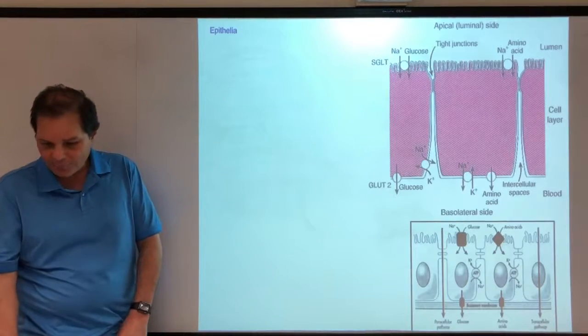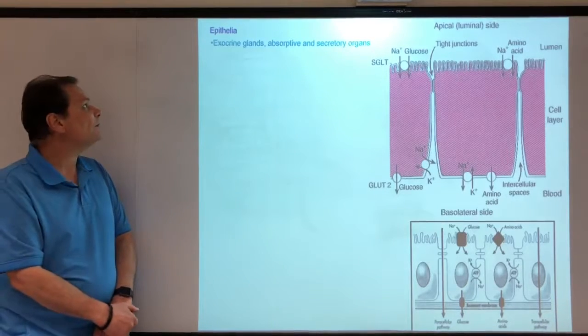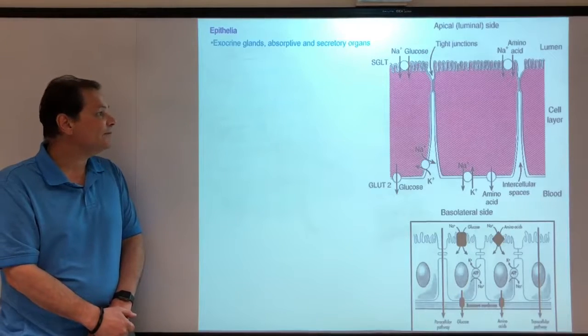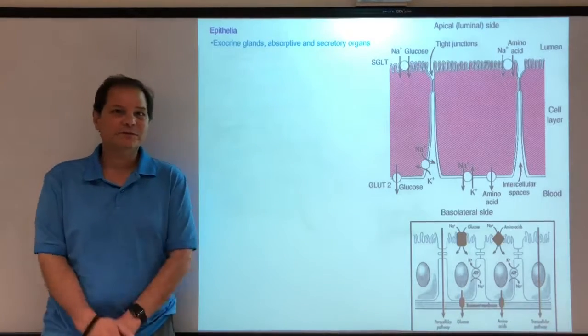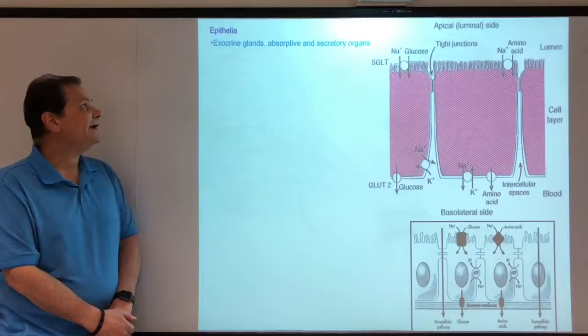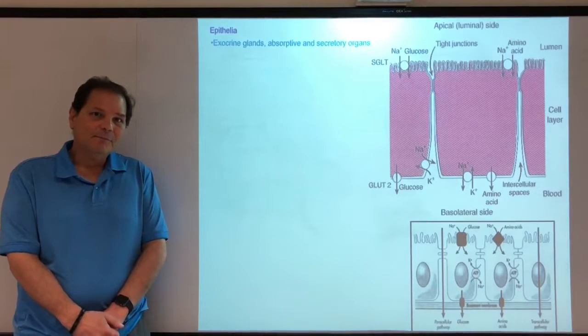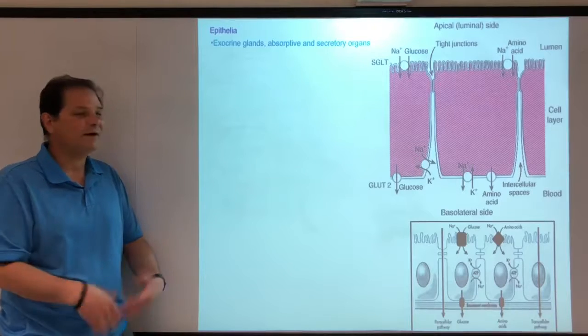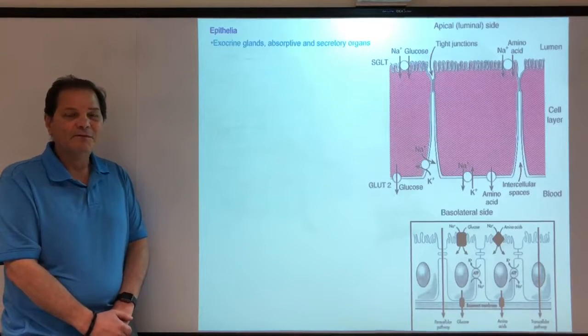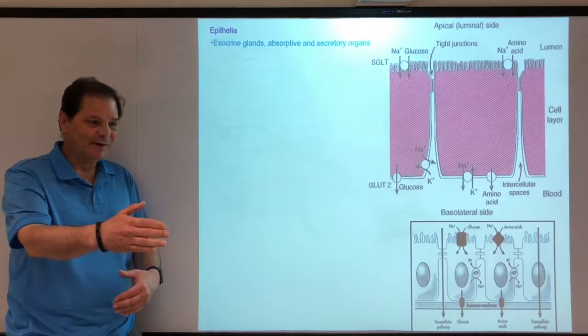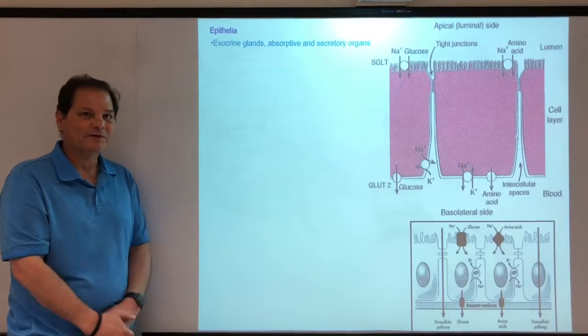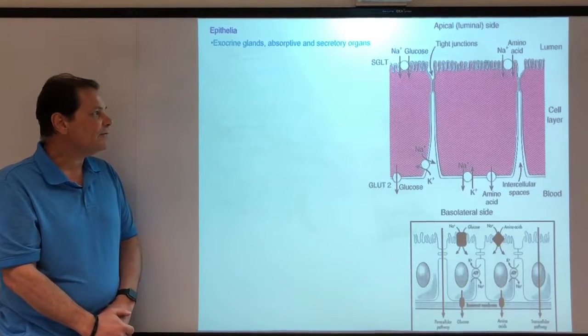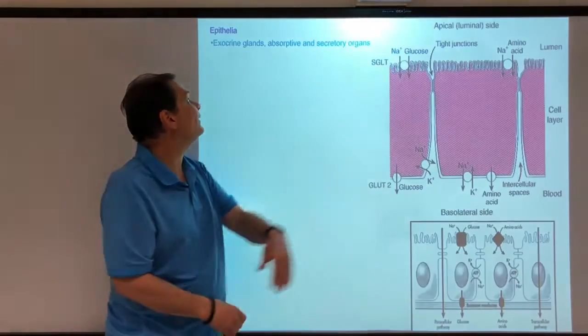Epithelia are fairly important for the function of most organ systems. Pretty much anything with a lumen has an epithelium that is responsible for transporting substances from one side of the epithelial layer to the other. As you know by now, the epithelial layer is a single cell layer.